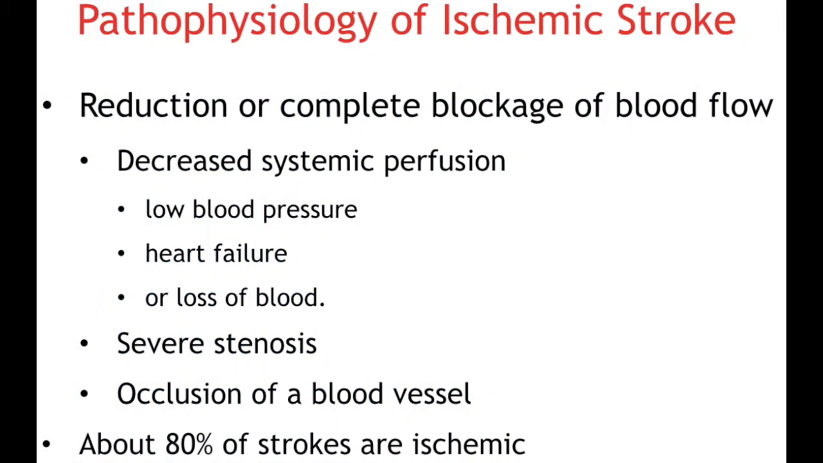Let's start with the pathophysiology of an ischemic stroke. An ischemic stroke or cerebral vascular accident is a sudden loss of function from a reduced or complete blockage of blood flow caused by decreased systemic perfusion, low blood pressure, heart failure, or loss of blood, severe stenosis, or occlusion of a blood vessel. Think of the urgency we have when dealing with a heart attack.